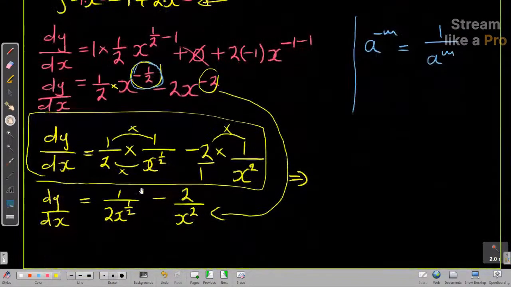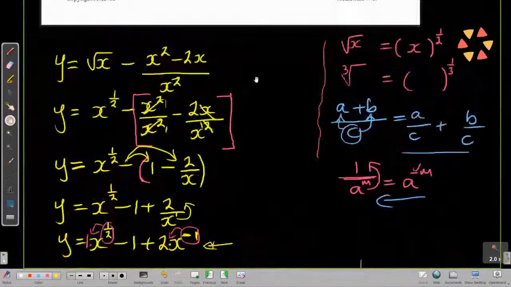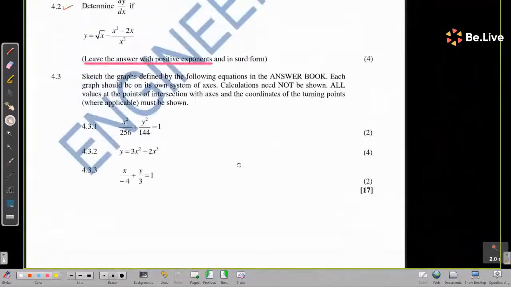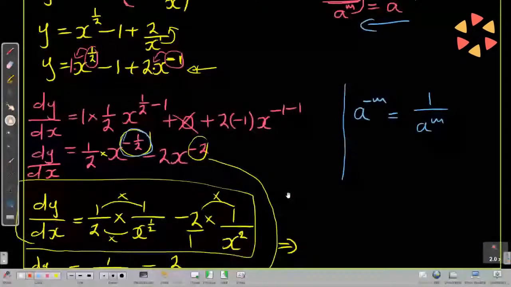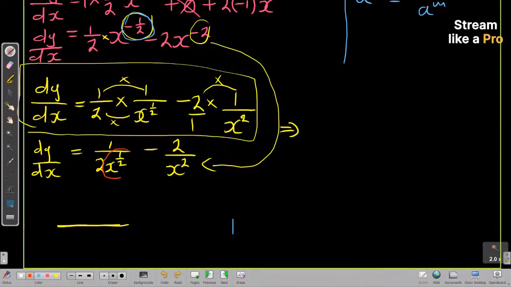Now that was positive exponents. Now you see it's x to the power half and x squared. The last part of the statement is, when you have done that, also leave your answer in surd form. Surds happen whenever you're given anything to the power of a fraction. So now what is x to the power of half? That x to the power half is the same as a square root.